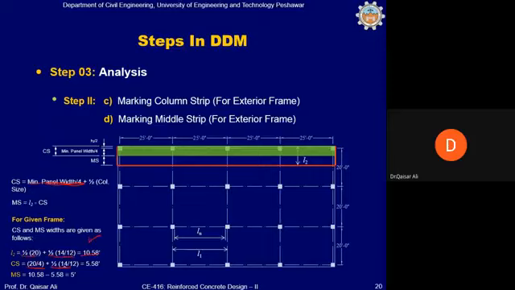Column strip is 20 divided by 4 plus half the column size, this is 5.5 feet, and the remaining is the middle strip. The middle strip will be L2 minus the column strip. This will be the middle strip.